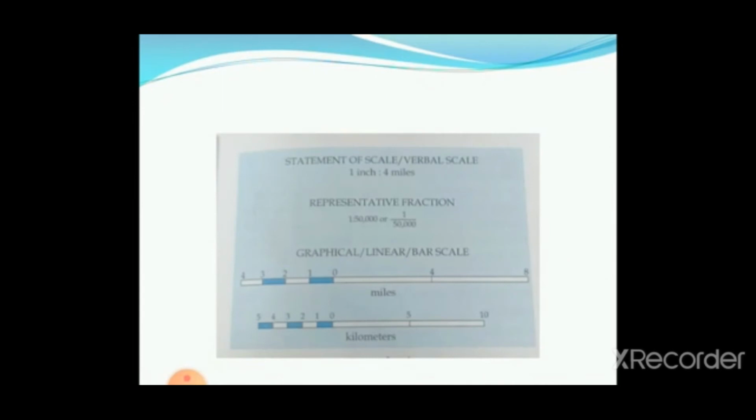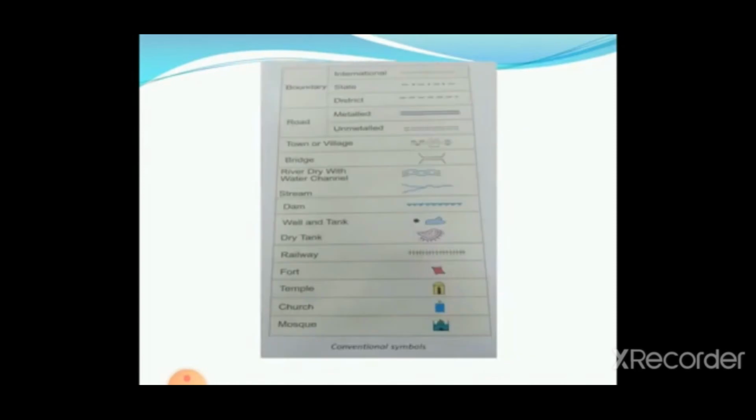The calculations are given on the next slide. That means the length can be calculated with the help of this scale. We can use the ruler also for finding the distance with the help of this scale. So it is considered the most accurate one, and how to find the scale I'll show you afterwards.